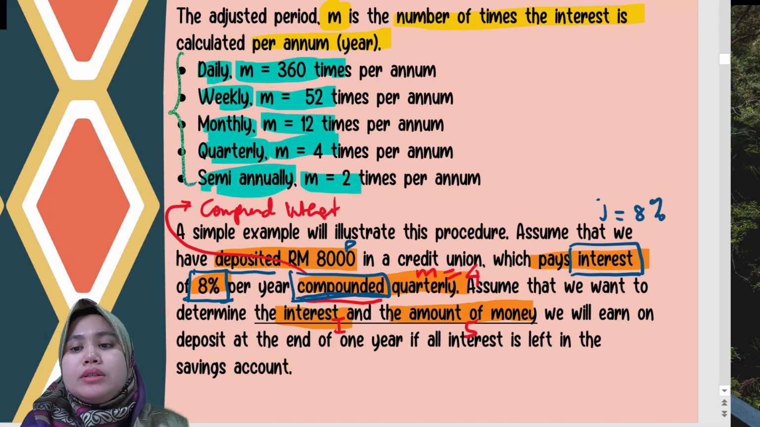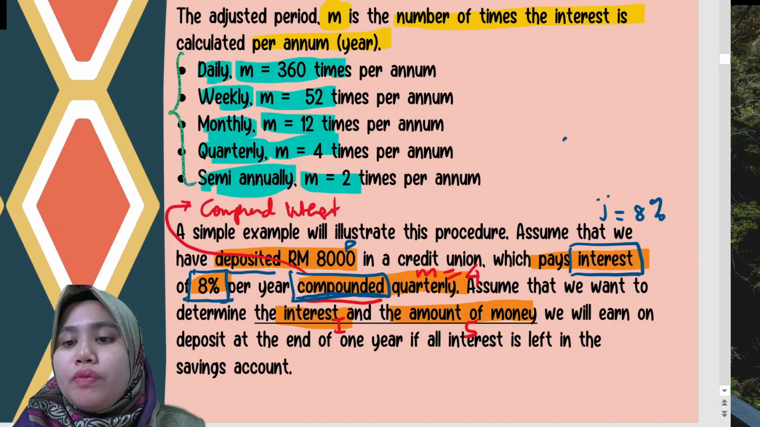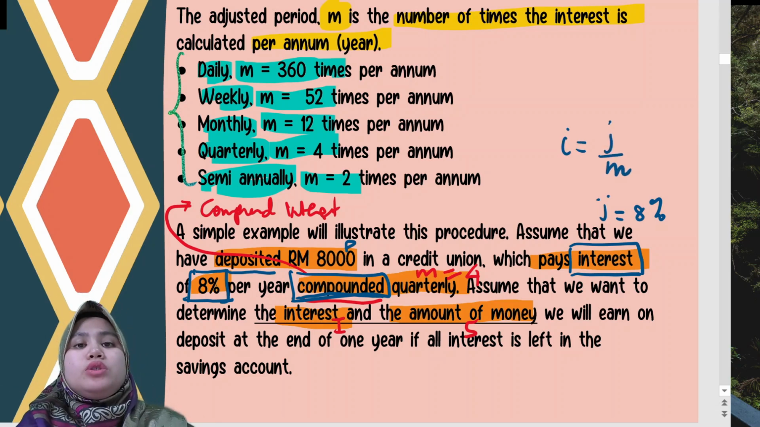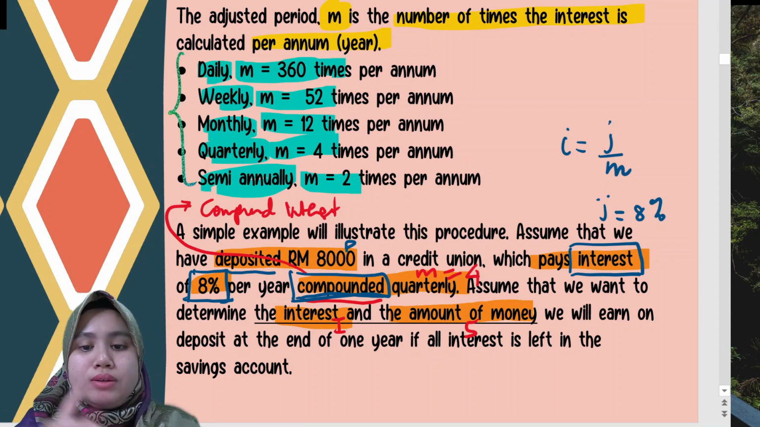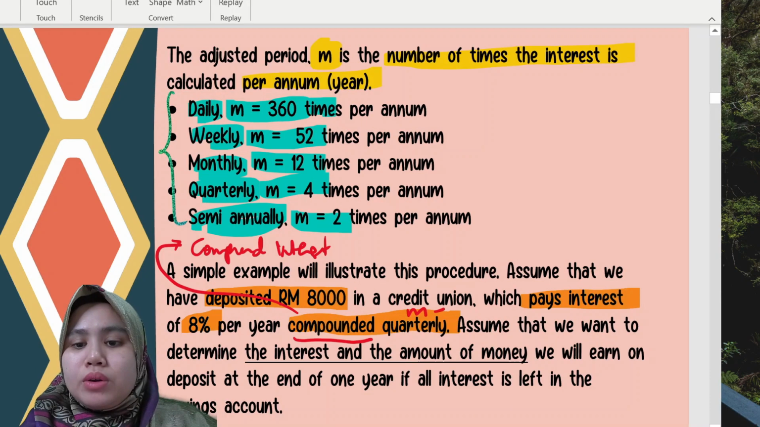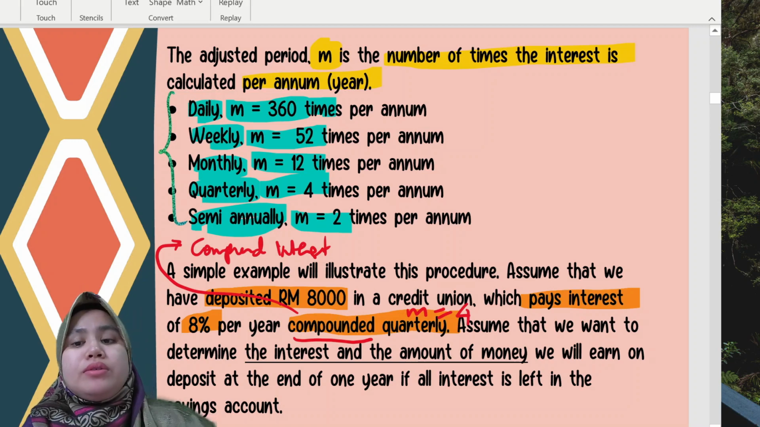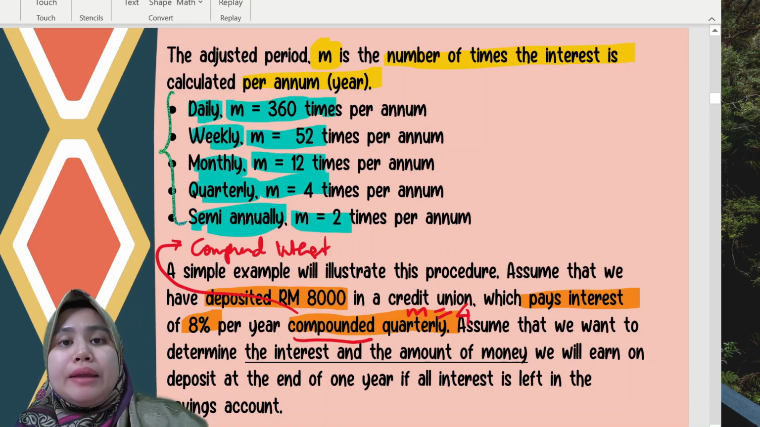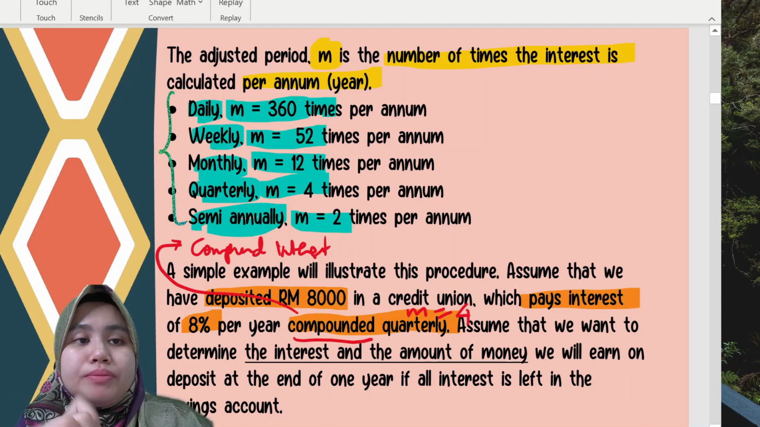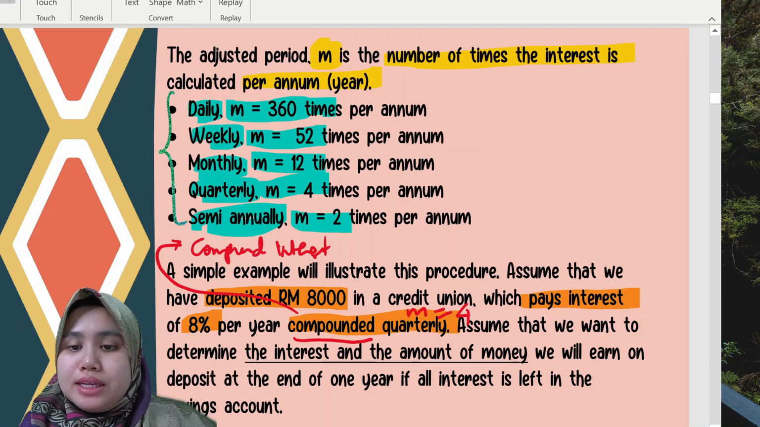We know that on the slide before, in your books, for you to find I, you take your J and divide by M. So for I you need to calculate. Quarterly here means 4, your interest being calculated 4 times per year. Okay, next, continue to read this case.